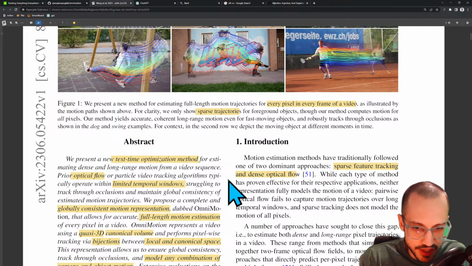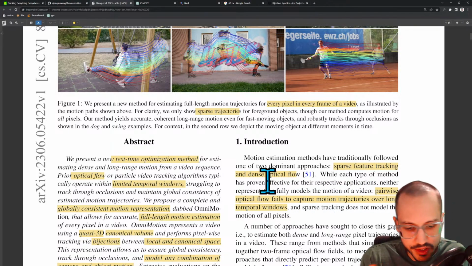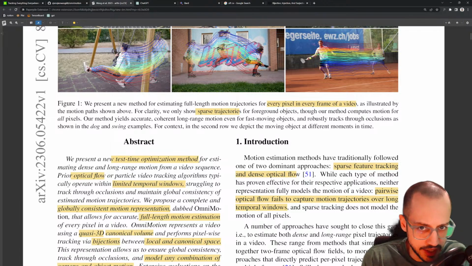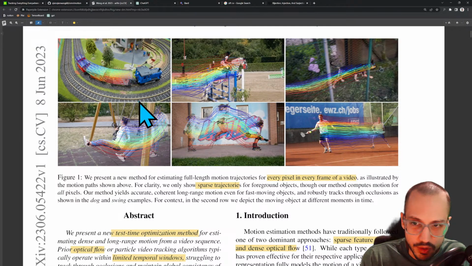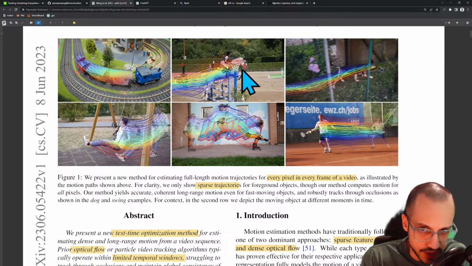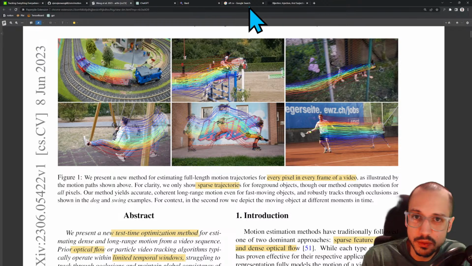While each type of method has proven effective, neither representation fully models the motion of a video. Pairwise optical flow fails to capture motion trajectories over long temporal windows. So if you're using optical flow and just comparing one frame to another frame, you're not going to be able to do that for something significantly longer where the scene changes. Maybe this scene of a horse, right? Where is it?